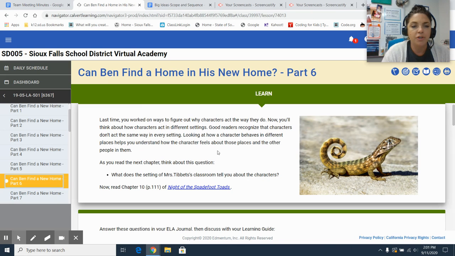You're going to want to make sure to carefully read the beginning part. And it says, as you read the chapter, think about this question. So read that question to yourself. And then now you're going to read chapter 10 of Night of the Spadefoot Toads.